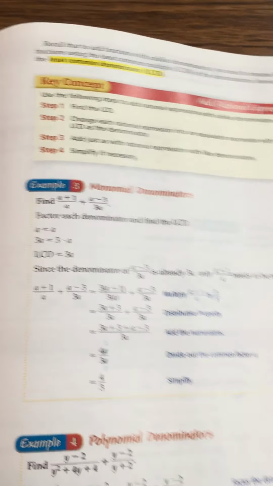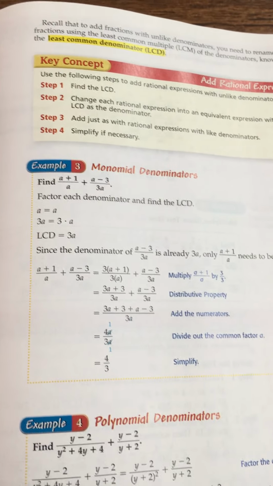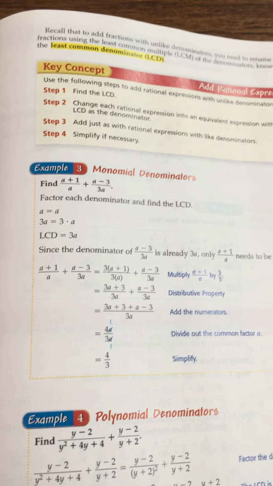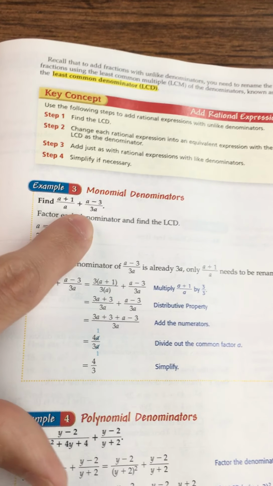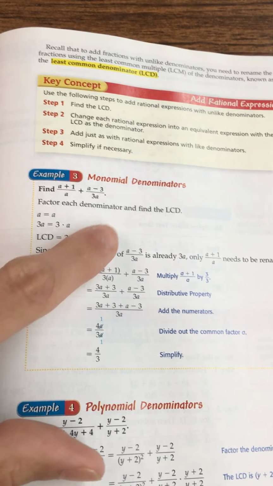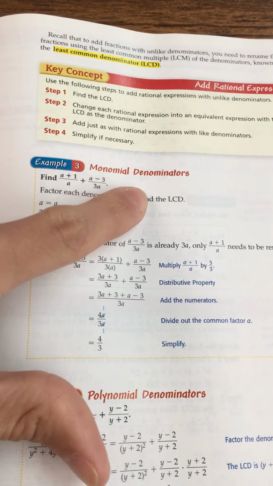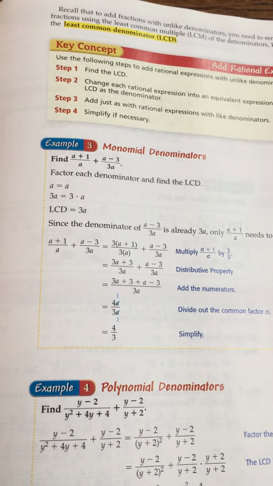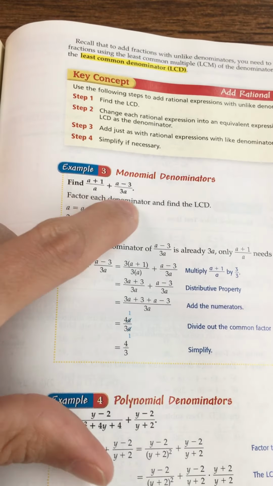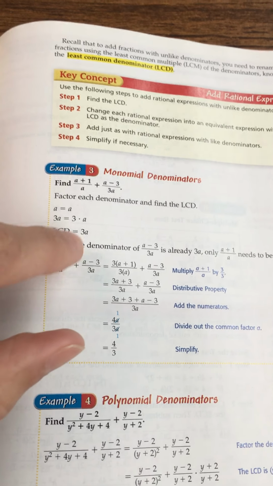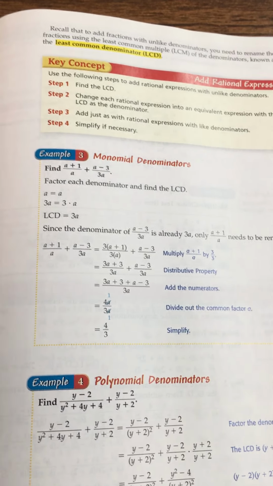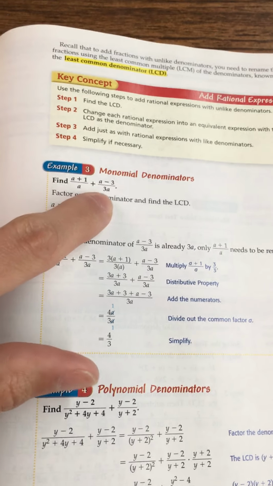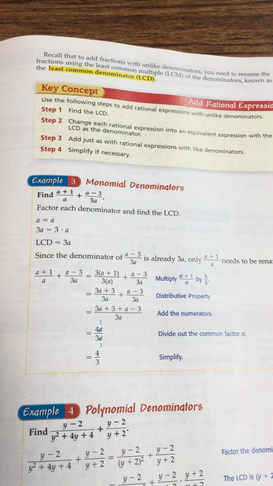So now, let's look over at example 3. Example 3 is a little bit different. Now they're putting it into fractions and they're adding them together. Great. We appreciate it, guys. So the first thing, we're in example 3, monomial denominators. What is the denominator? The bottom part of the fraction, correct? So their first step is to find the least common multiple of the denominators, okay?